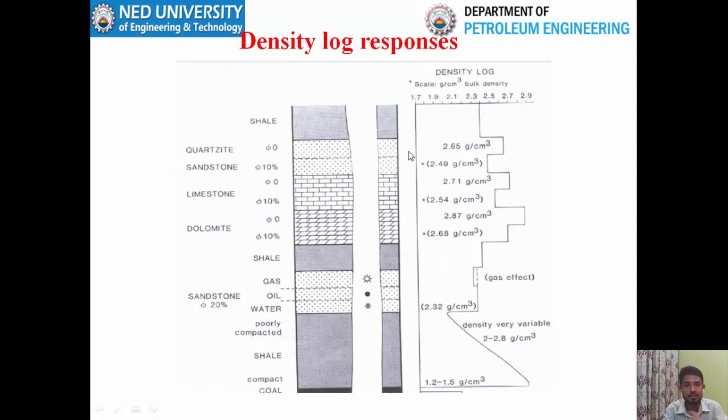Again, if a sandstone is 30% porous, its density will be different, and if limestone is 30% porous and filled with gas or water, its density will be different. So bulk density is different for different mineralogy, and is different for different porosity systems. So bulk density, its main use basically is to estimate porosity.